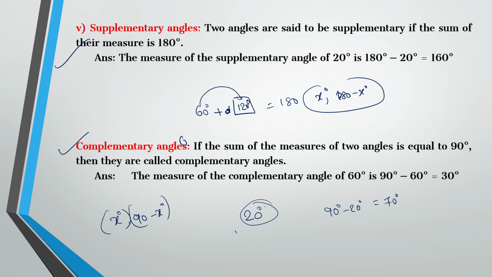Is it clear? So supplementary angles means what? If the sum of two angles is 180 degrees, then those two angles are called supplementary angles. Supplementary angles are in the form of x degrees and 180 minus x degrees. Complementary angles means what? If the sum of two angles is 90 degrees, then those two angles are known as complementary angles. Complementary angles are in the form of x degrees and 90 minus x degrees.